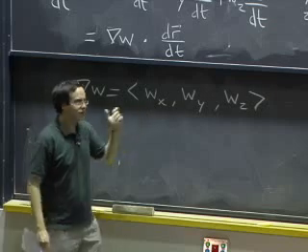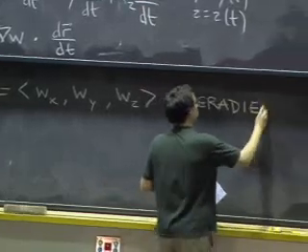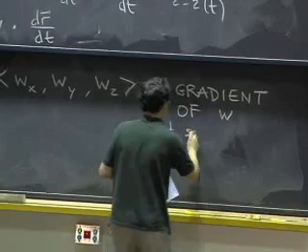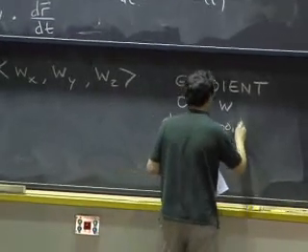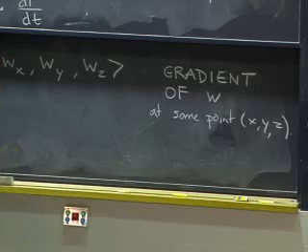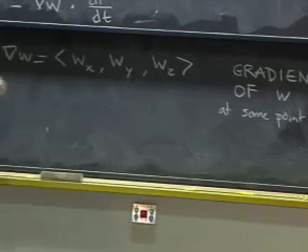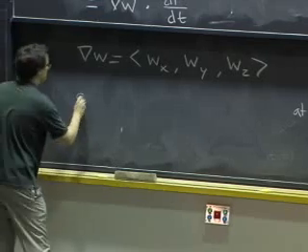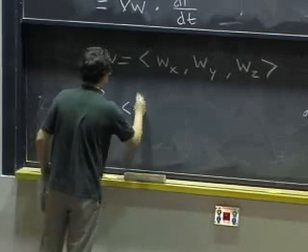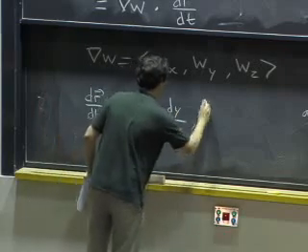You can talk about the gradient of w at some point x, y, z. So at each point it gives you a vector. That actually is what we will call later a vector field. But we'll get back to that later. And dr/dt is just the velocity vector dx/dt, dy/dt, dz/dt.